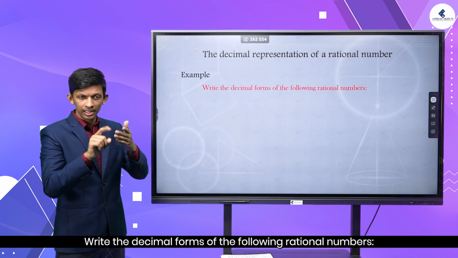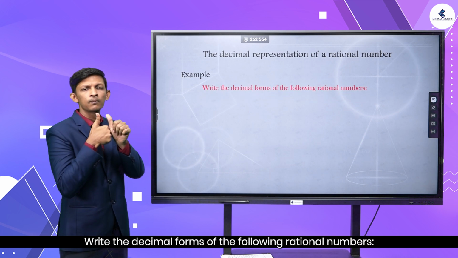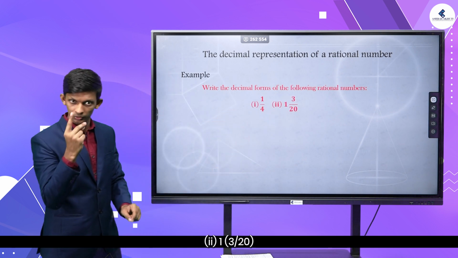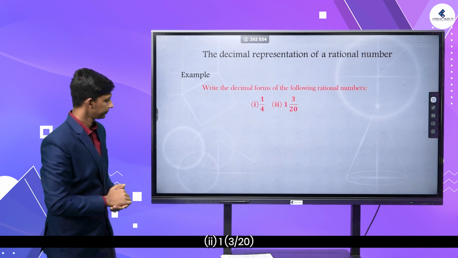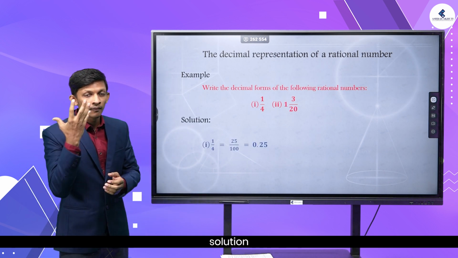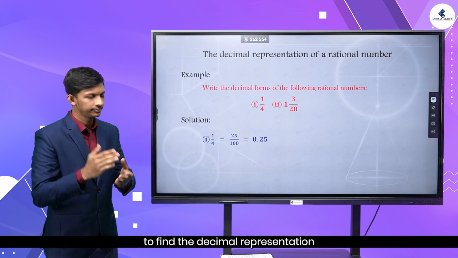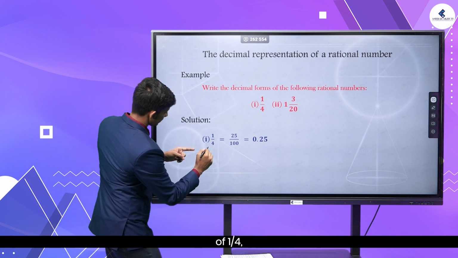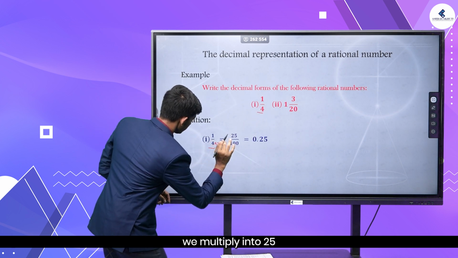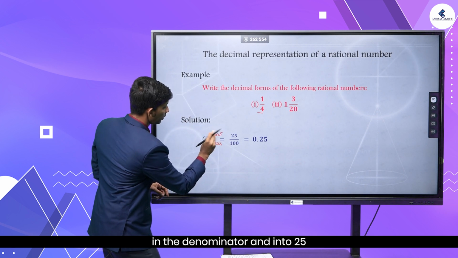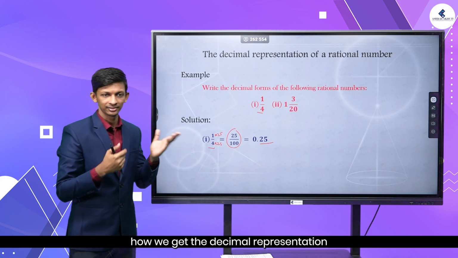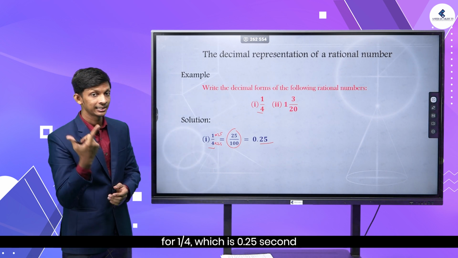Example: write the decimal forms of the following rational numbers. First one, 1 by 4, and second one, 1 3 by 20. Let's solve the first one. Solution. To find the decimal representation of 1 by 4, we multiply by 25 in the denominator and numerator, and that's how we get the decimal representation for 1 by 4, which is 0.25.